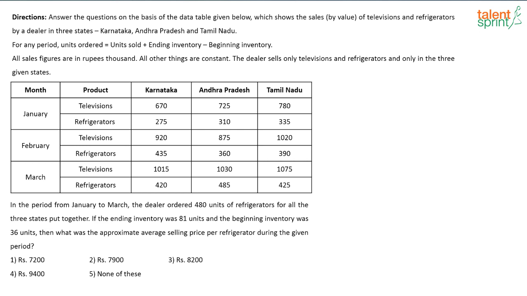Now what does the first question say? In the period from January to March, the dealer ordered 480 units of refrigerator for all the 3 states put together. If the ending inventory was 81 units and the beginning inventory was 36 units, then what was the approximate selling price per refrigerator during the given period?